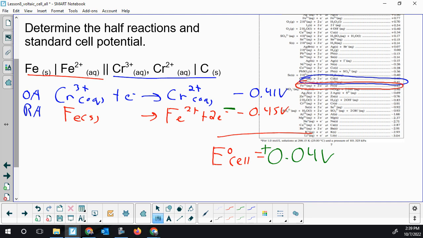If you're asked in a question, what is the cell potential, a lot of you will not write anything down. You'll find the two half reactions, the blue and the red in the table. You'll grab your calculator, you'll take the top, you'll minus the bottom, and you're done. You answer A, B, C, D in multiple choice, or you fill in the blank.